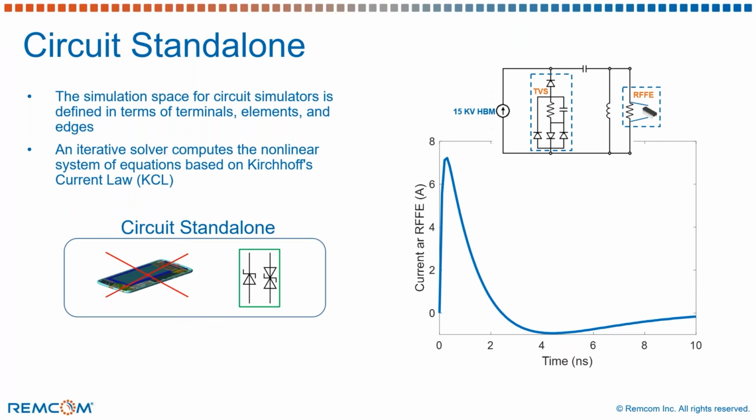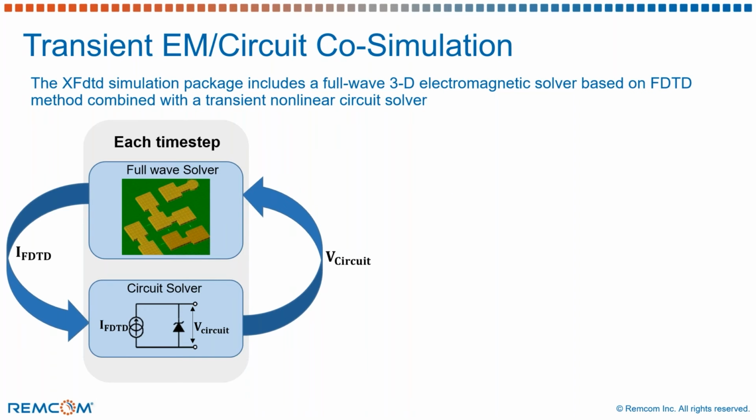So how do we solve this problem? It turns out that we would have to combine the advantages of these two solvers. In XF's latest release, we now have the transient EM circuit co-simulation, which includes a full wave 3D electromagnetic solver based on the FDTD method combined with a transient nonlinear circuit solver, where the time step of the full wave solver and the circuit solver is synced. At each time step, the FDTD solver passes the cell edge current to the circuit solver, which computes the TVS diode system of equations and then returns the voltage to the FDTD for its use.